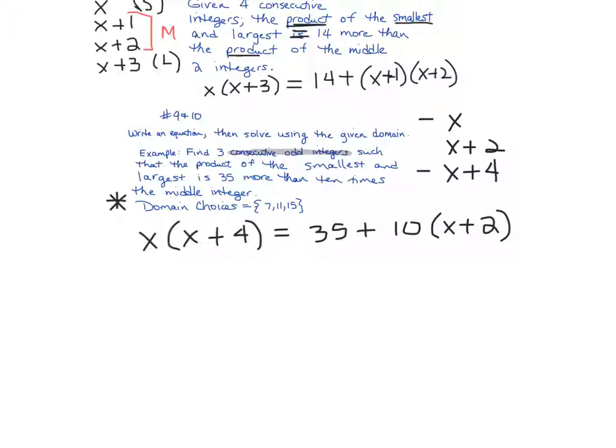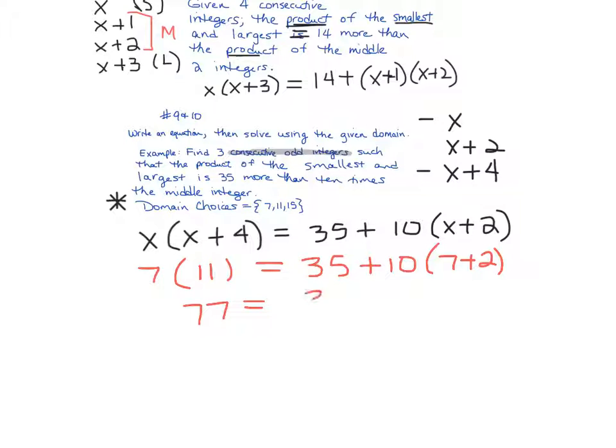I'm going to plug in 7. And then 7 plus 4 is 11. And then 35 plus 10 times 7 plus 2. And then here I'll get 77 is equal to 35. And this turns into 10 times 9. So 35 plus 90. And we can already see that this is going to be way too big on the right side, so I'm going to throw that one out. Let's try, I'm going to jump to 15.